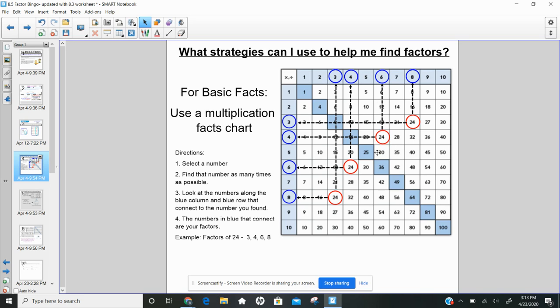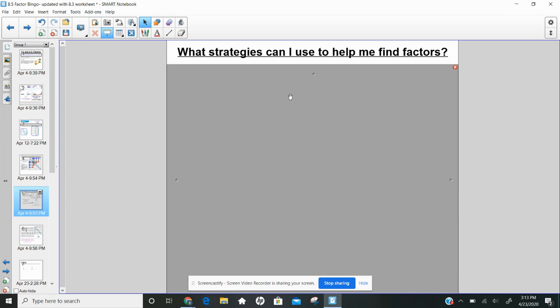24 is also 6 and 4. 24 is 4 and 6, and 24 is 3 and 8. So you can see that they flip-flop. 3 and 8 is the same as 8 and 3. They're both factors. So here the factors for 24 are 3, 4, 6, and 8. Okay? That's one strategy you can use.